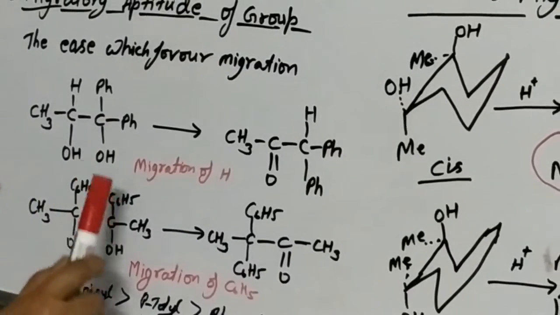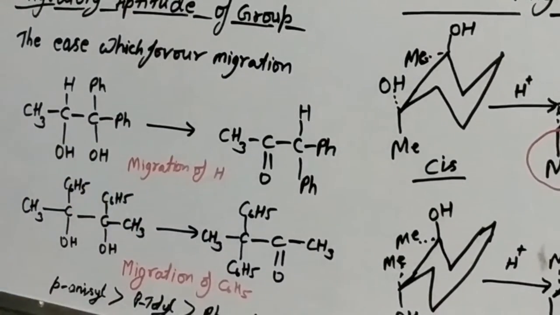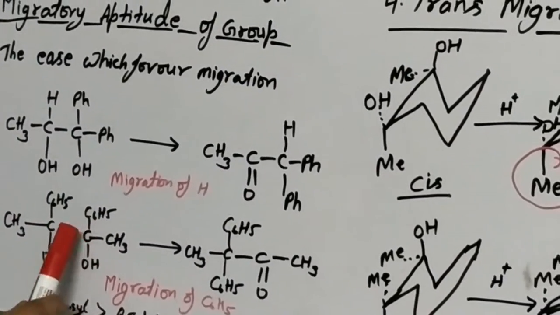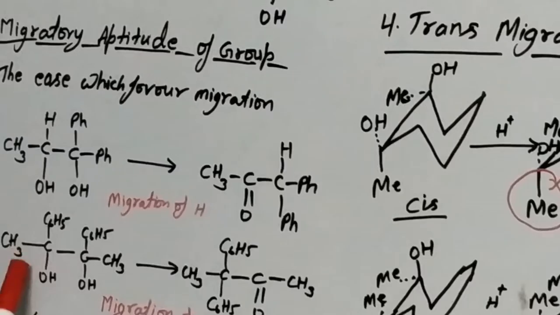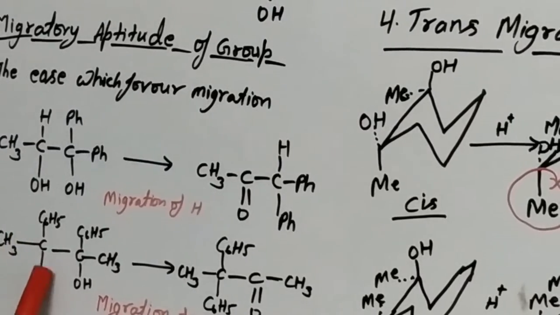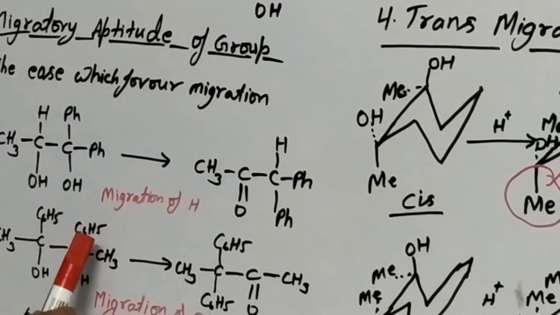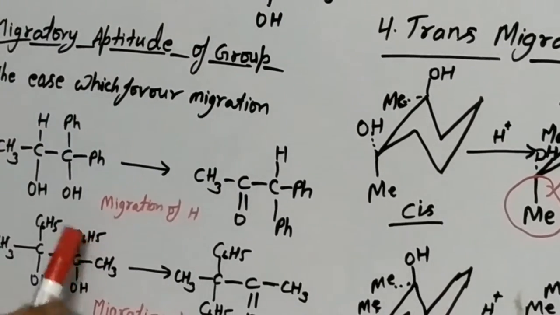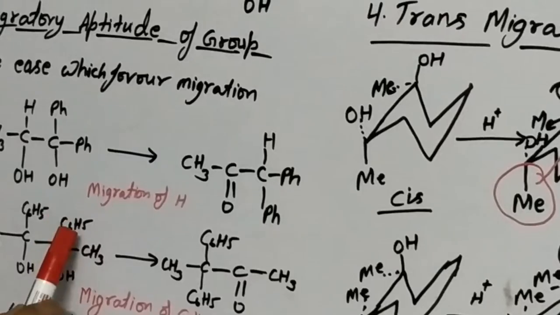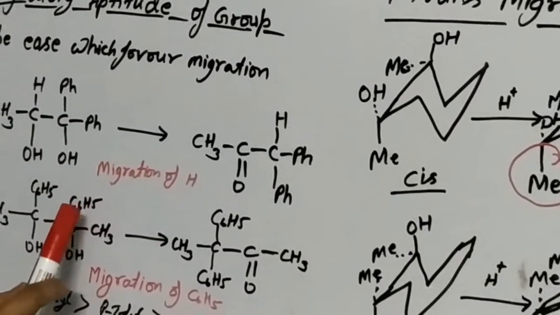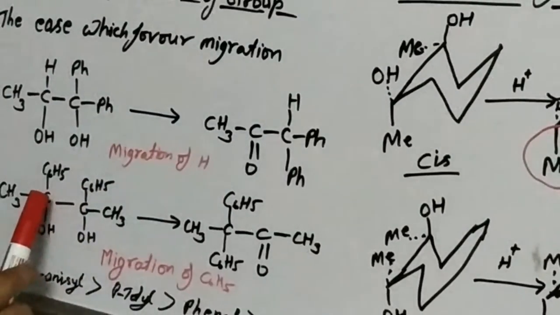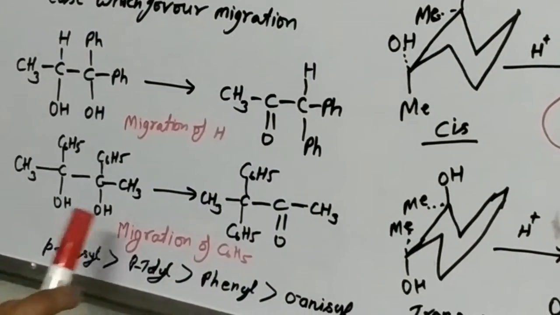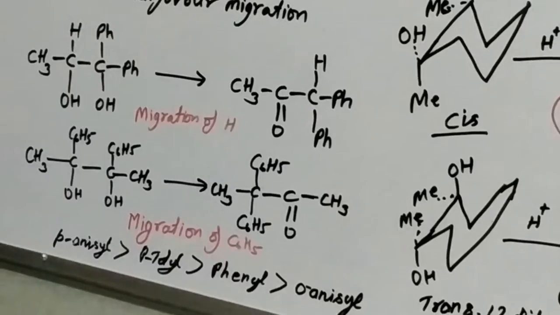there is competition between methyl group and phenyl group. Which will migrate? In this, the phenyl group migrates. OH will be removed from here and carbonium ion is produced. Now, competition between these two, methyl group and phenyl group. Phenyl group will migrate because it can easily provide electrons to the carbonium ion. Therefore, this product will be formed. So, migration of phenyl group.